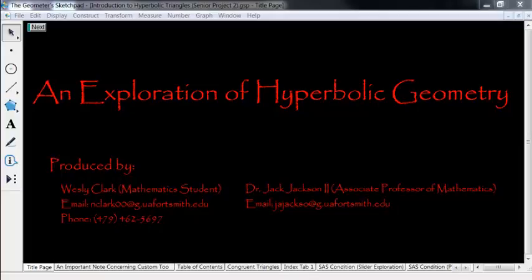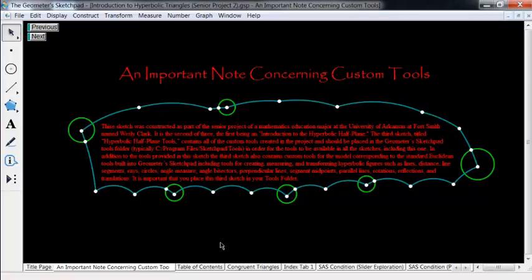This sketch says it's an exploration of hyperbolic geometry, but what it really is, is an exploration of triangle properties in neutral geometry, where we're doing hyperbolic and Euclidean geometry, and we're using the half-plane model for hyperbolic geometry as we have all semester. It's doing these geometries side by side. So you want to put his tools sketch that has just the tools in your tools folder, and then you'll have all these tools available.